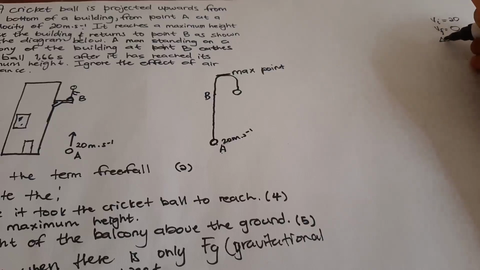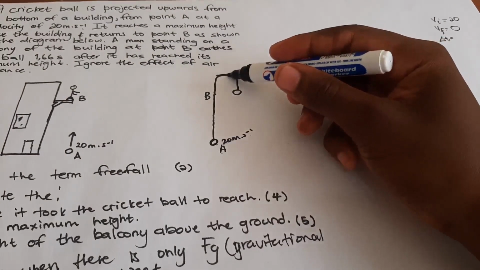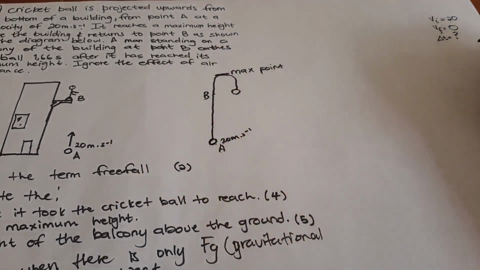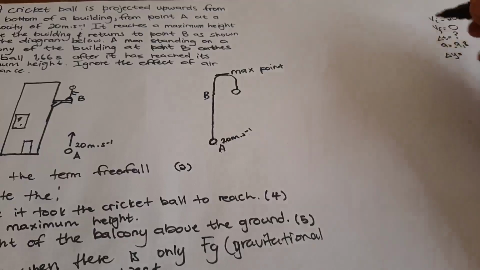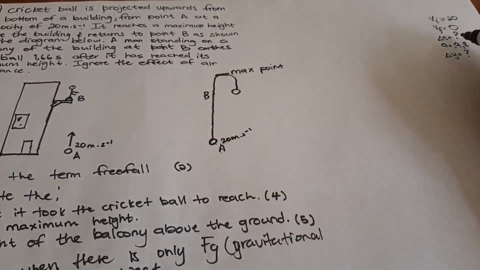What's the change in time? From that point to that point, we have to calculate the change in time. We don't know it. It's necessary. Acceleration is negative 9,8 meters per second squared. What's the change in y there? We don't know, and it's not that important. But the important unknown variable is the change in time.